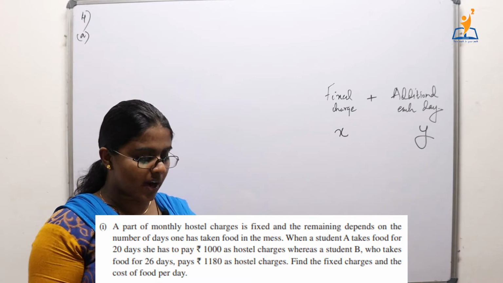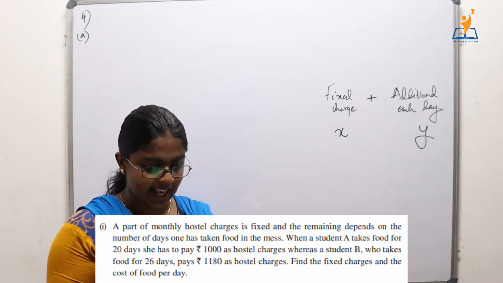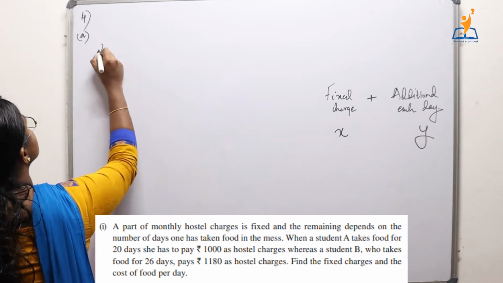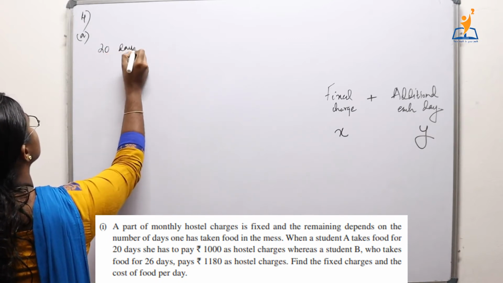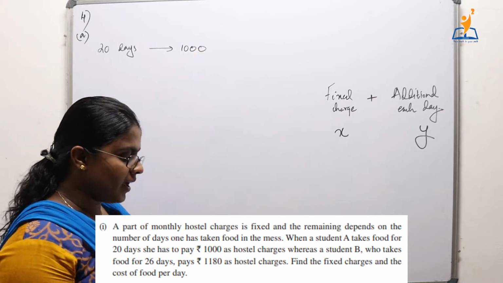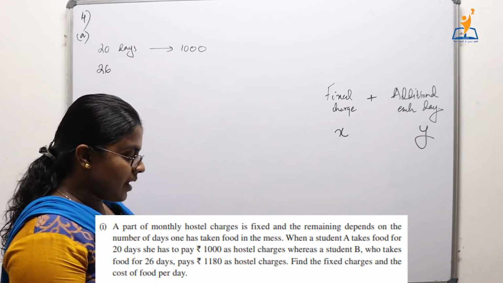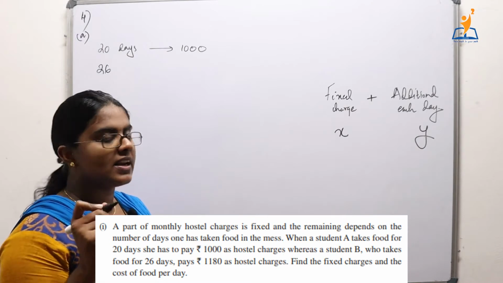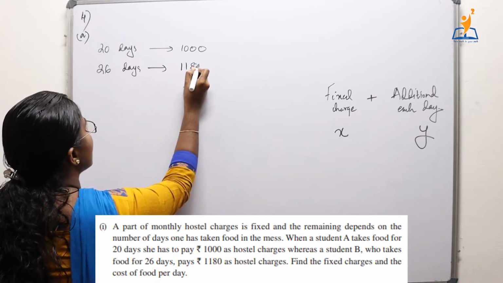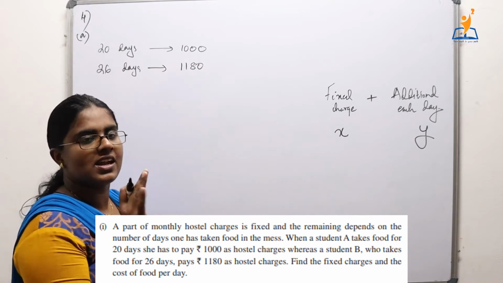And also there are two conditions given. When a student A takes food for 20 days, she has to pay rupees 1000 as the hostel charge. For 20 days, she has to pay rupees 1000. What about student B, who takes food for 26 days? Okay, 26 days, has to pay rupees 1180. 26 days she has to pay rupees 1180. So these are the conditions given and we want to find the fixed charge and the additional charge.